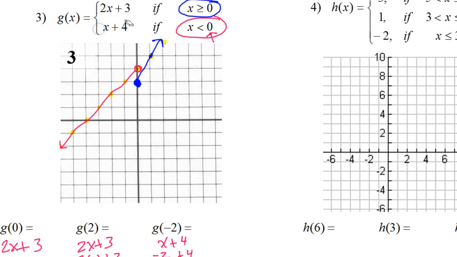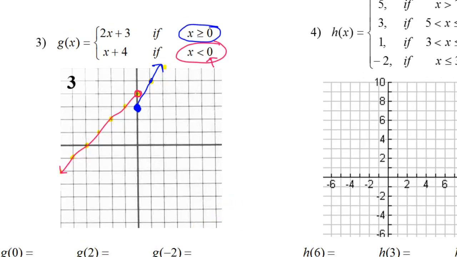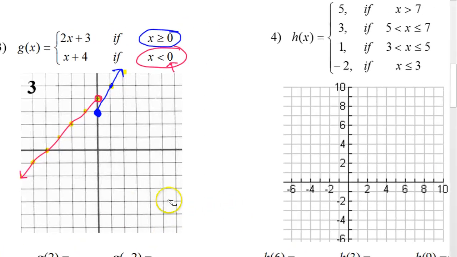Hold on, this is bugging me because it looks like a negative sign and it's not. All right, now let's take a look at problem number 4. This will be the last problem for this video.